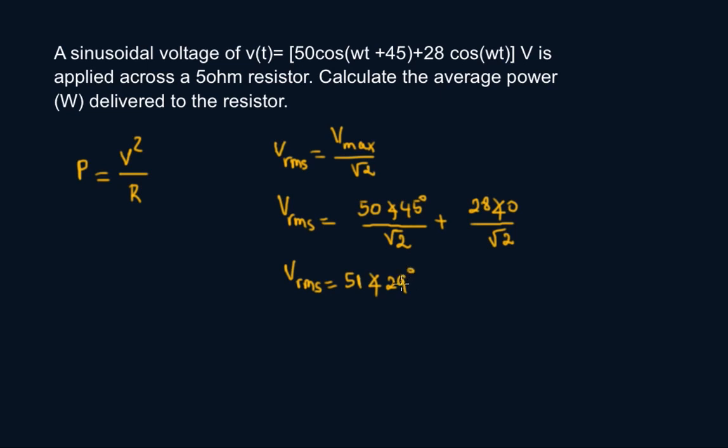Alright, so now we can take the RMS value of this voltage, which is 51, and plug it into our formula in order to get the average power. So P is equal to 51 squared over the resistance value, which is 5, so 51 squared over 5, and that's equal to 530. So this is our final answer.